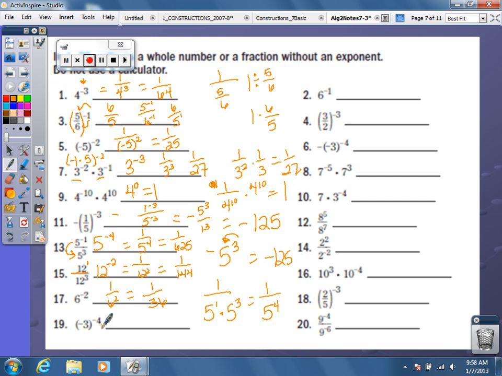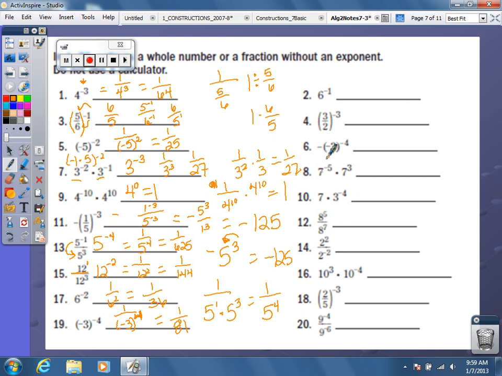Negative 3 to the negative 4th becomes 1 over negative 3 to the 4th. Remember, positive 4th now. Once I jump that fraction bar, it becomes positive. Negative 3 to the 4th is going to be positive. It's the same thing as 3 to the 4th, really, which is 81.